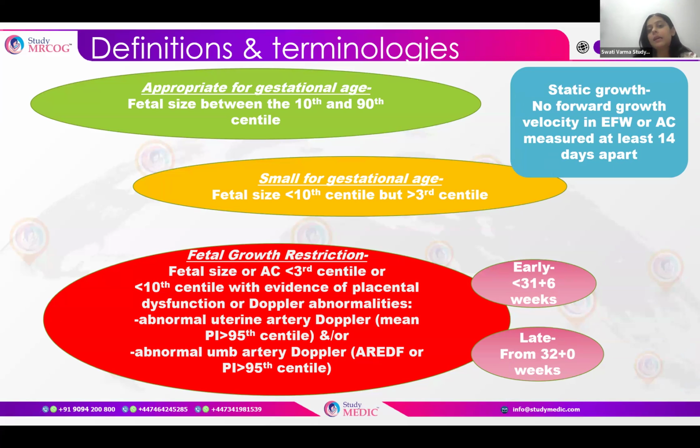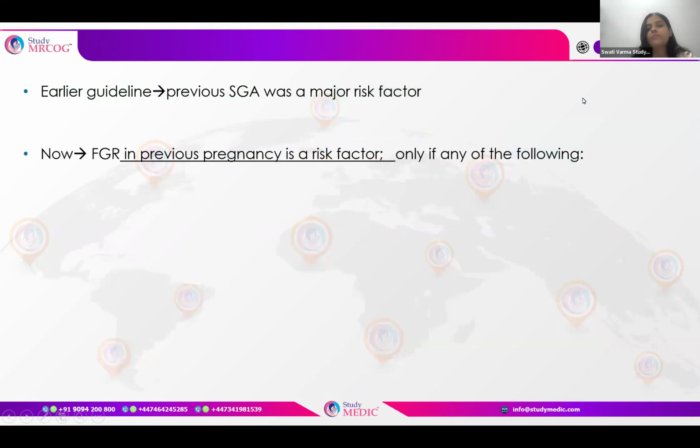Earlier, they recommended not to take biometry before 3 weeks at all. But now once FGR or SGA is diagnosed, they monitor through estimated fetal weight or abdominal circumference every 2 weeks. So if in these 2 weeks there is no forward growth velocity, then they describe it as static growth. So this is one more important terminology.